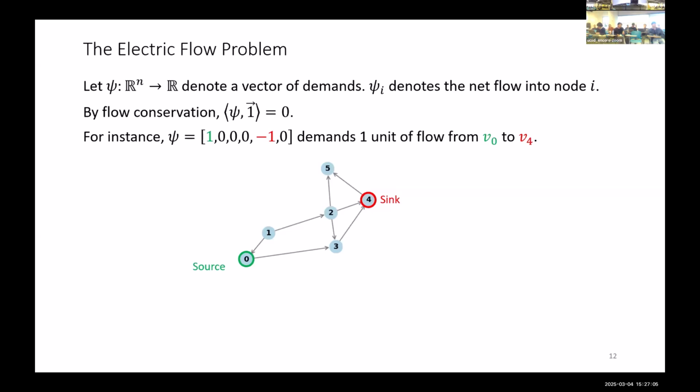So this is the electric flow problem. Let psi denote a vector of demands. In other words, I want to route some amount of flow in the graph. And by flow conservation, psi transpose the all ones vector is 0. So I don't produce flow out of nothing. For example, on this graph, if I want to route 1 unit of flow from the 0th vertex, which is the source, to the 4th vertex, which is the sink, psi will look like this. So it's got a 1 and minus 1 corresponding to the source and sink, and zeros everywhere else.